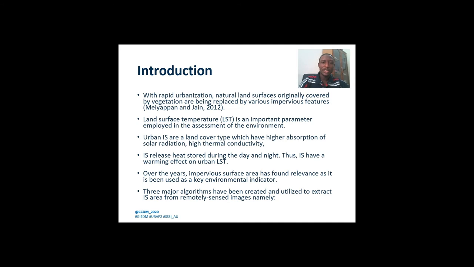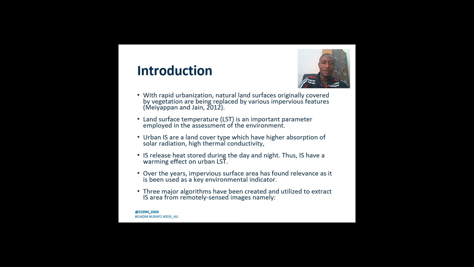With rapid urbanization, natural land surfaces originally covered by vegetation are being replaced by various impervious features. Land surface temperature is an important parameter which has been employed over the years in the assessment of the environment. Now, these urban impervious surfaces are a land cover type which have higher absorption of solar radiation, and they also have high thermal conductivity. Impervious surfaces release heat stored during the day and night, and so the impervious surfaces have a warming effect on the urban land surface temperature.